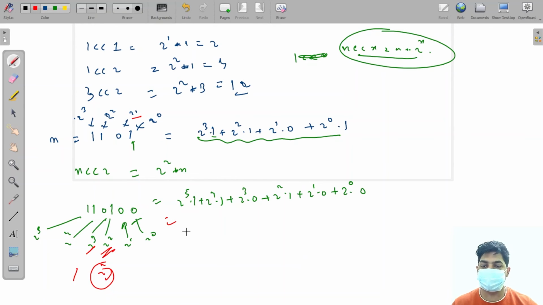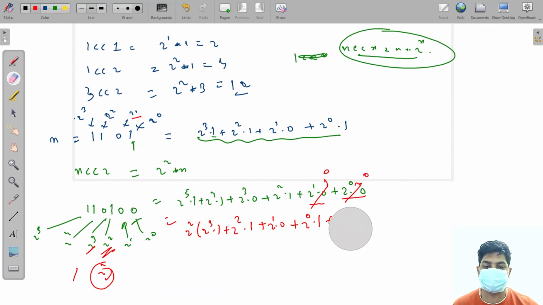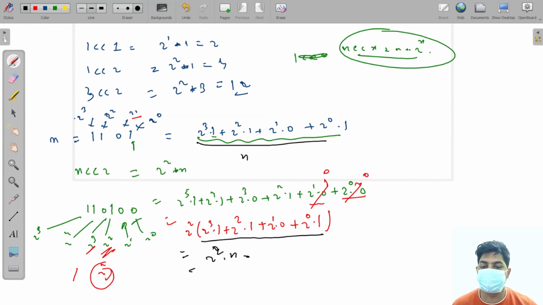Okay, let's see it over here also. If we take 2 raised to power 2 common, what we will get? 2 raised to power 3 into 1 plus 2 raised to power 2 into 1 plus 2 raised to power 1 into 0 plus 2 raised to power 0 into 1, plus these two terms are multiplied by 0. So there is no need of writing that, 0 multiplied will be 0 only. So we can simply skip it. Now if you look clearly, this part and this part are exactly same. So this is n. So this is 2 raised to power 2 into n. Okay, so now I hope that you guys are clear why shifting by 2 is multiplying by 2 raised to power 2.